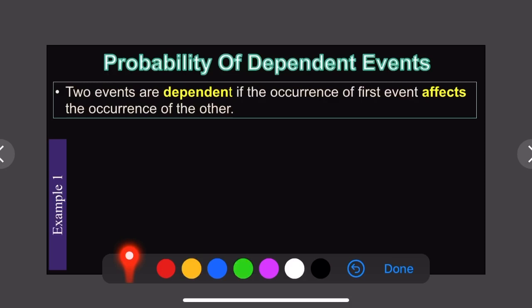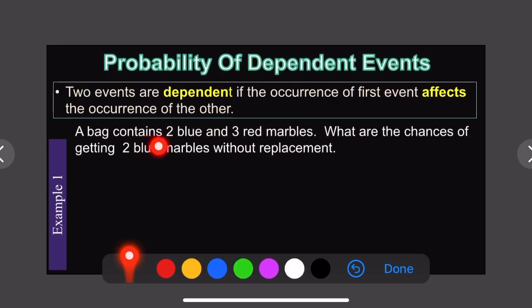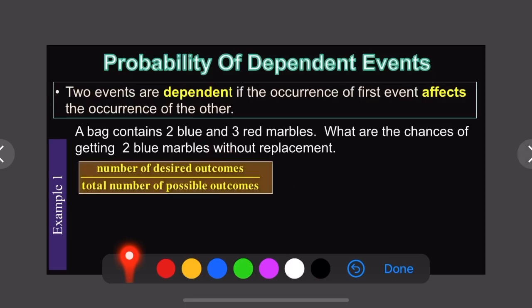For example, a bag contains 2 blue and 3 red marbles. What are the chances of getting 2 blue marbles without replacement? You can see we have a different phrase here, without replacement, isn't it? So these words tell us that the 2 events will be different somehow. Let's see how it will be different.